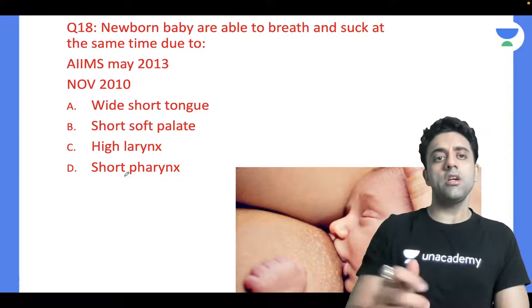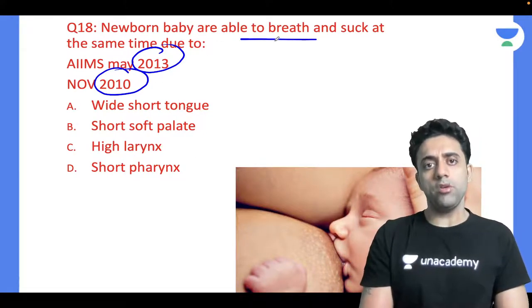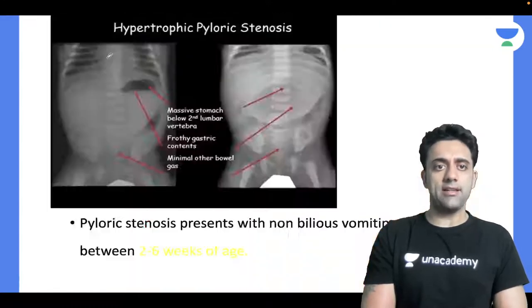Exactly. Next question, AIIMS May 2013, November 2010: newborn babies are able to breathe and suck at the same time.